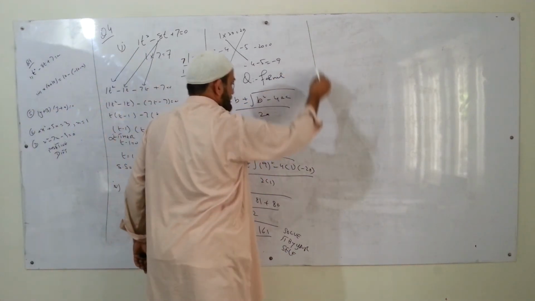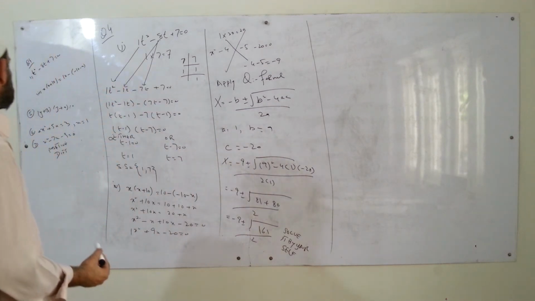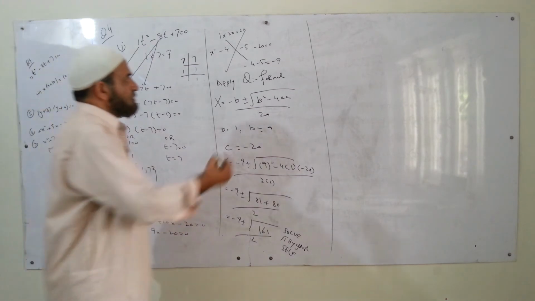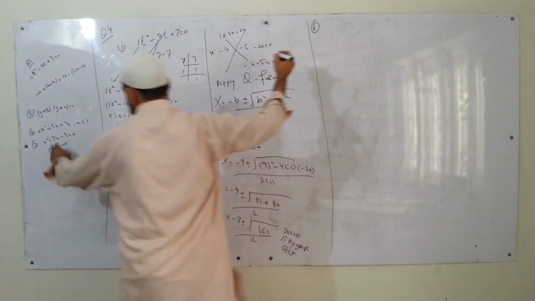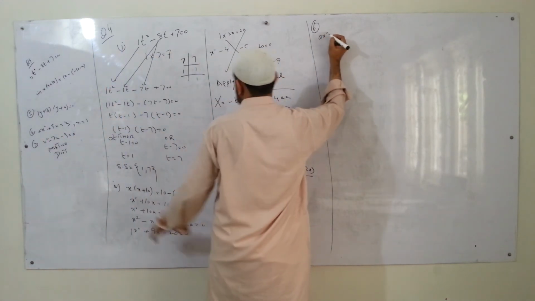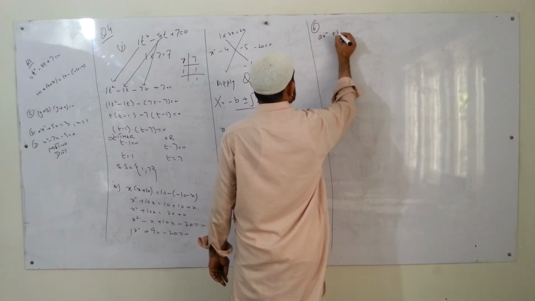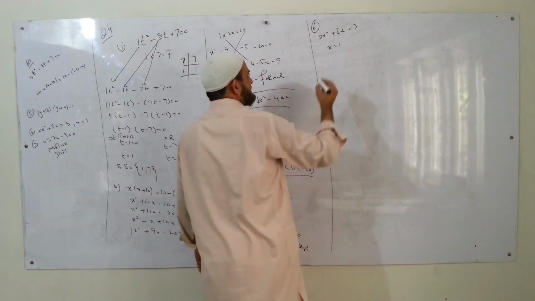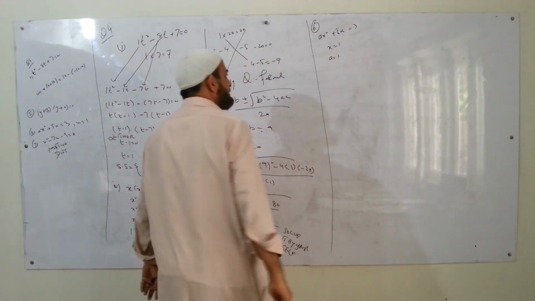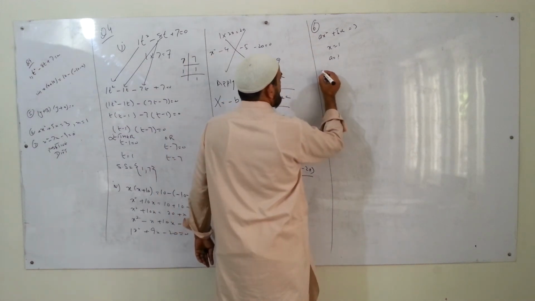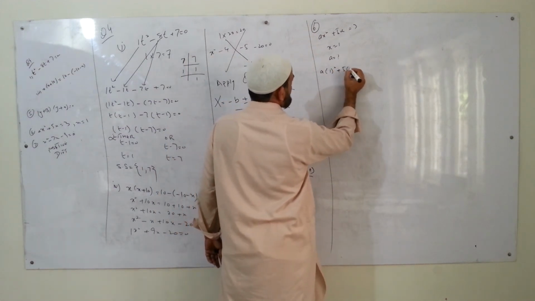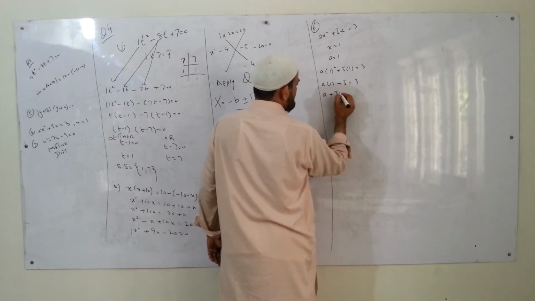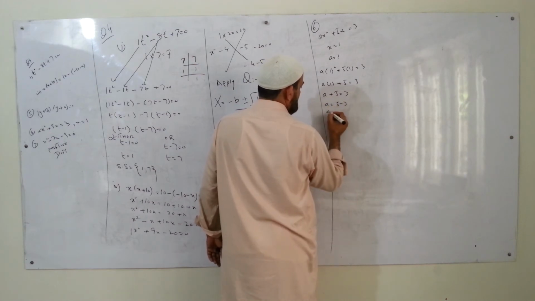Now, we do question 6 and 7 first. Question number 6 is ax square plus 5x equal to 3, and x is equal to 1. It says find the value of a. Putting the value of x: a times 1 plus 5 times 1 equal to 3, a plus 5 equal to 3, a equal to 3 minus 5, a equal to minus 2.